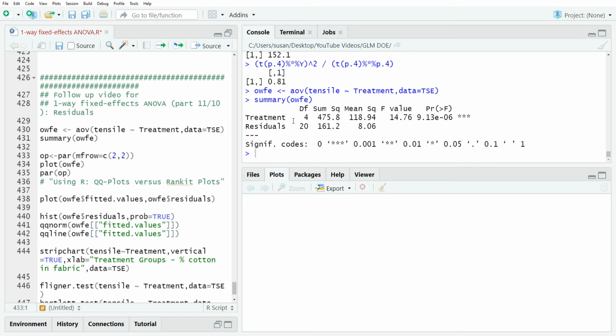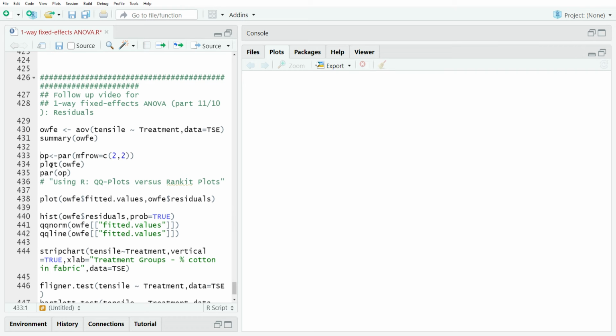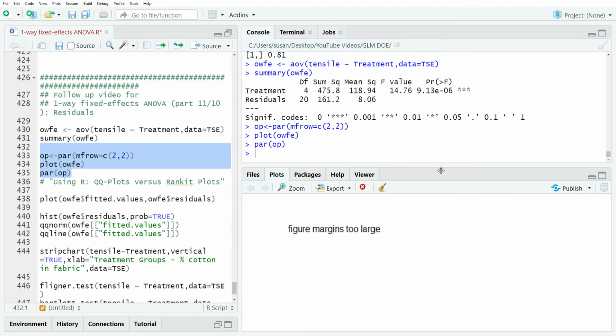Now, in our model assumption, we assume that the error is normally distributed, has a mean of 0. And to do hypothesis tests and confidence intervals, we have to assume it's normally distributed, mean 0, constant variance sigma squared, and they're independent of one another. In part 11, we showed that the observed residuals asymptotically follow these results. So we want to see if this also holds. So if you just plot OWFE, which is the variable where we stored the model, and I create a little 2x2 matrix to plot it in, we get the following.